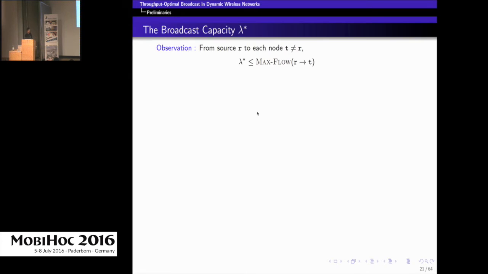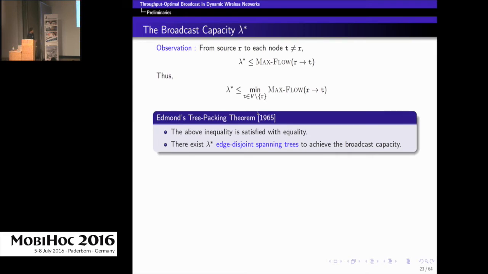If the broadcast rate is lambda star, it cannot be more than the max flow from R to T. R is a source and T is any node in the network. This inequality should be valid for all nodes in the network, so I can take the min to get a tighter bound. There is a very famous theorem from 1965 called the Edmonds-Tarjan theorem. It says that this inequality is actually satisfied with equality. So the broadcast capacity is really given by the right hand side, and there exist lambda star edge-disjoint spanning trees to achieve this broadcast capacity.